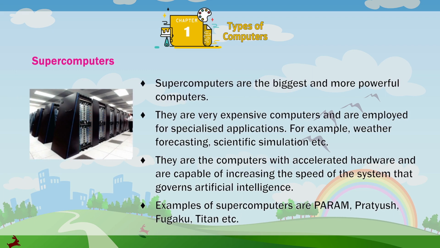Supercomputers. Supercomputers are the fastest and most powerful computers. They are very expensive computers and are employed for specialized applications. For example, weather forecasting, scientific simulation, etc. They are the computers with accelerated hardware and are capable of increasing the speed of the systems that govern artificial intelligence. Examples of supercomputers are Param, Pratyush, Fugaku, Titan, etc.